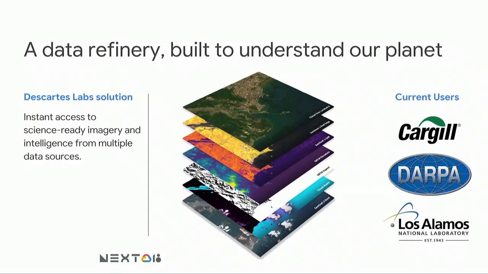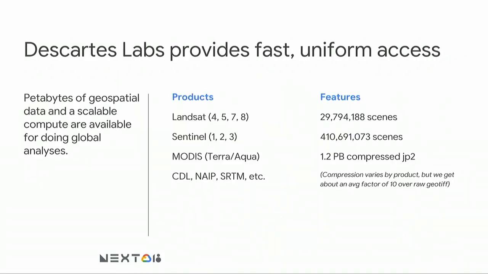So to handle all of these data, as I mentioned at the beginning, we're building a data refinery, or a platform, to better understand our planet. And so what we want to provide is ready access to petabytes of geospatial data, and then scalable compute to back that up and be able to create automated and scalable analyses. And these are just a few of the satellite sources that we have on platform right now, and this is going to just continue to grow.